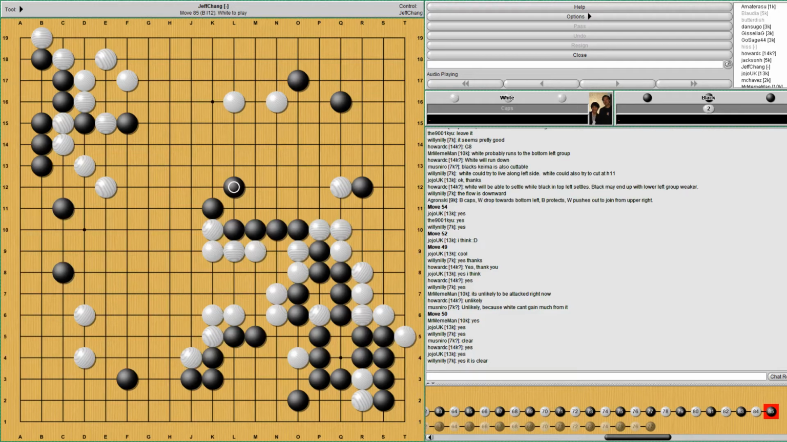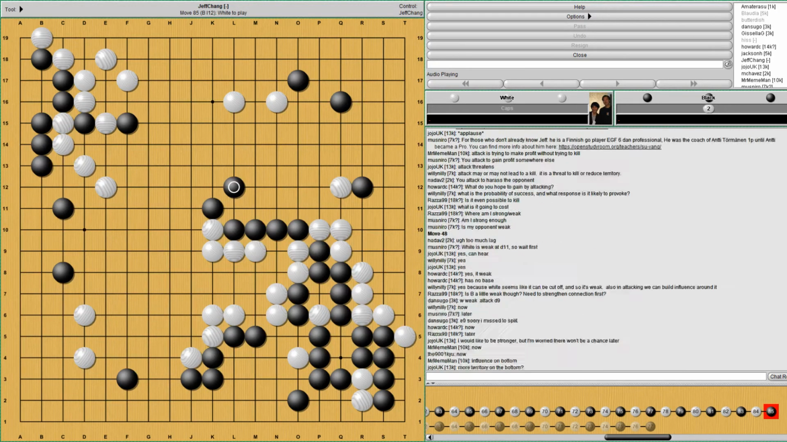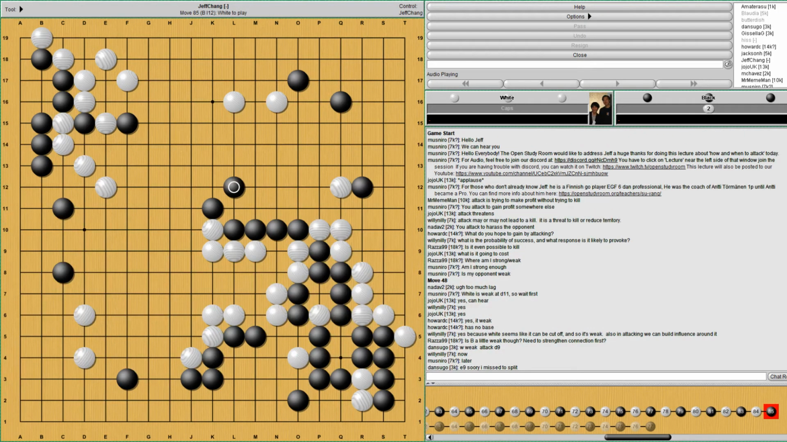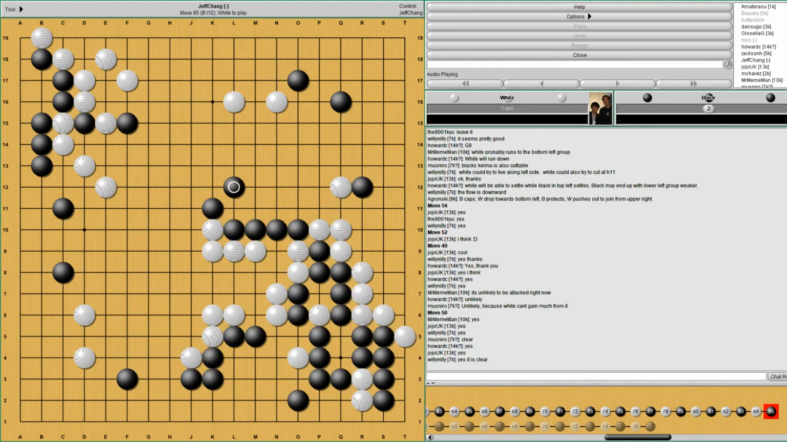Black has just played a tiger shape in the center. Although black has just played a tiger shape in the center, we know that this black group is not alive. Clearly it's not alive. It doesn't really have two eyes. The question is, should I attack it?